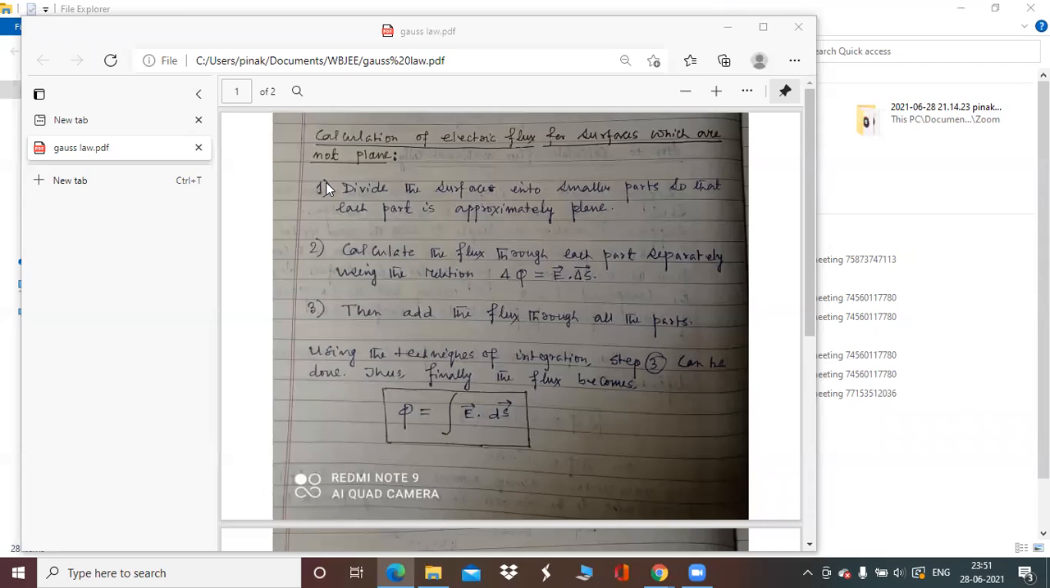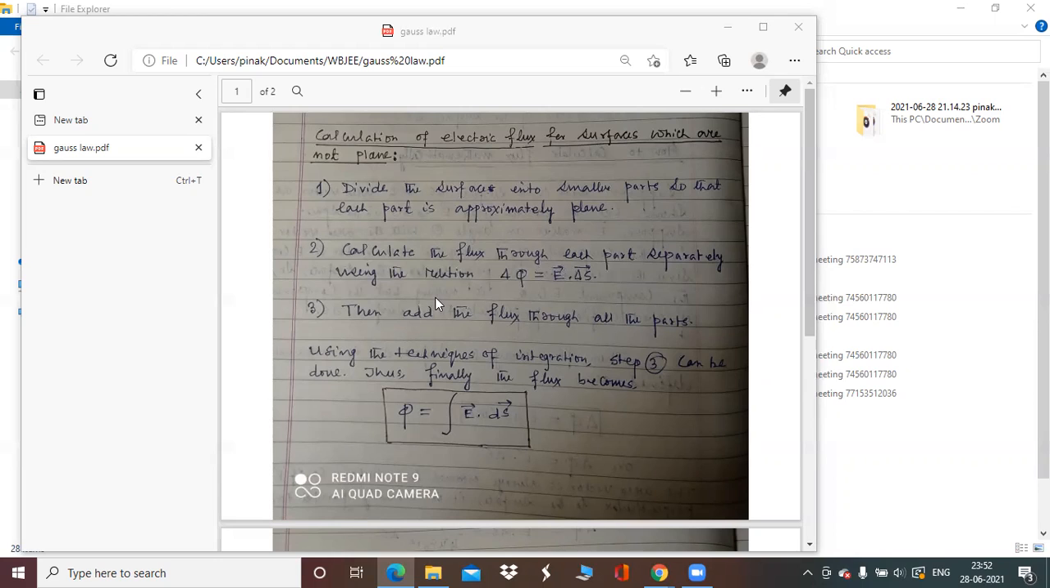Now, there are three prescriptions by which you can calculate the electric flux over a surface which is not a plane. Number one, divide the surface into smaller parts so that each part is approximately plane. That means the surface which is curved, you divide it into several small parts so that each small part approximately appears to be plane.